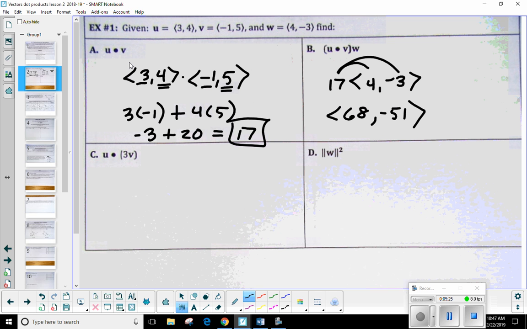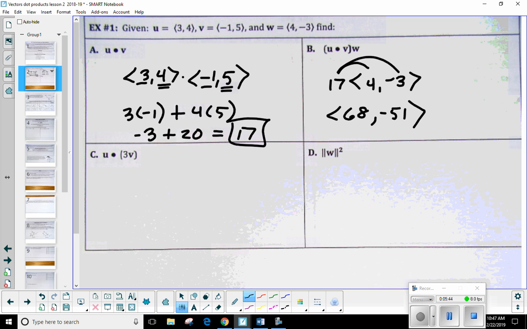All right. But these first two examples are also designed to show you, again, the idea: if you multiply two vectors, you get a scalar. It's just a number. But if you multiply a scalar, a number, times a vector, it remains a vector. Okay. All right. Well, let's try C.